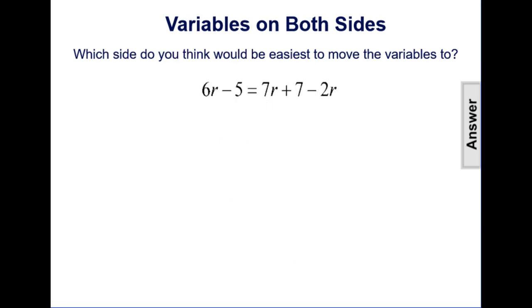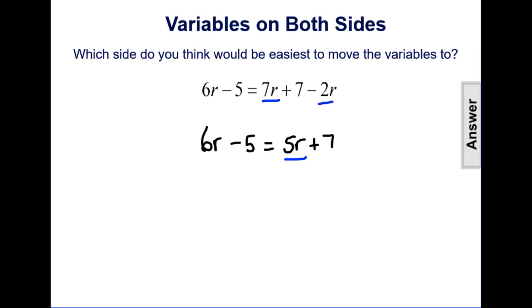Again, for this equation, which side do you think would be easiest to move the variables to? So here it's best first to combine like terms because we have 7r minus 2r. So that can combine to 6r minus 5. 7r minus 2r is 5r. So 7r minus 2r became 5r.